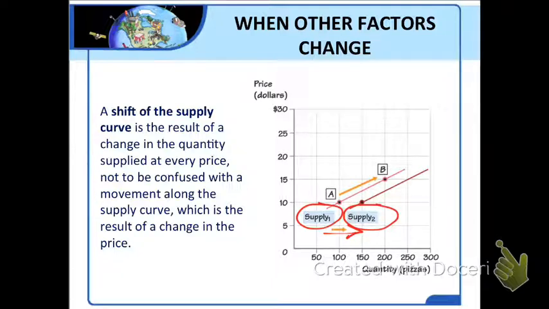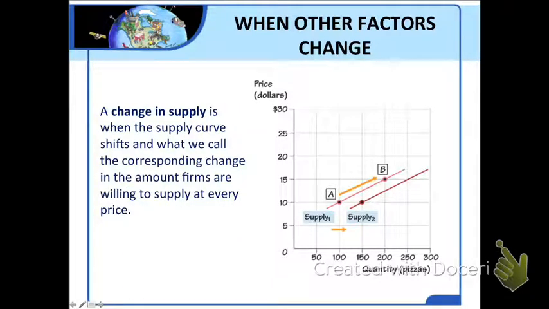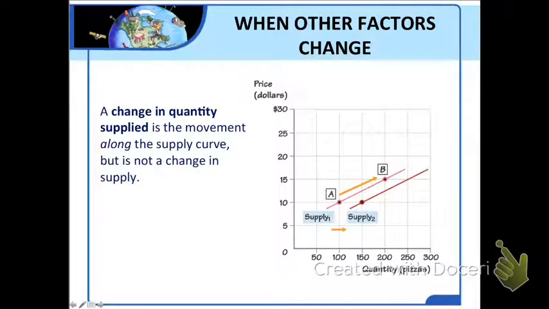After shifting, the supply curve will continue to slope upward because a higher price will still cause firms to supply more of their good to the market. However, when the supply curve shifts, we call the corresponding change in the amount firms are willing to supply at every price a change in supply. If it is necessary to pick up your pencil and draw another supply curve to the right or to the left of the initial one to illustrate a particular change, there has been a change in supply.